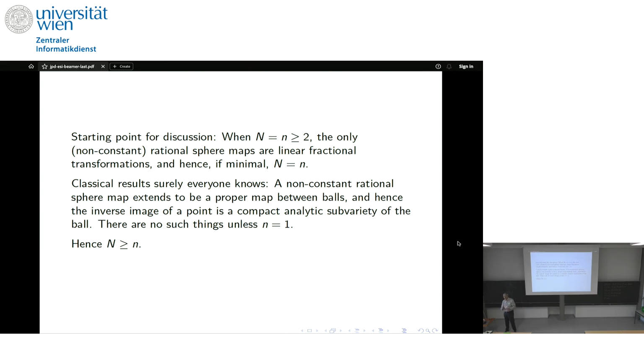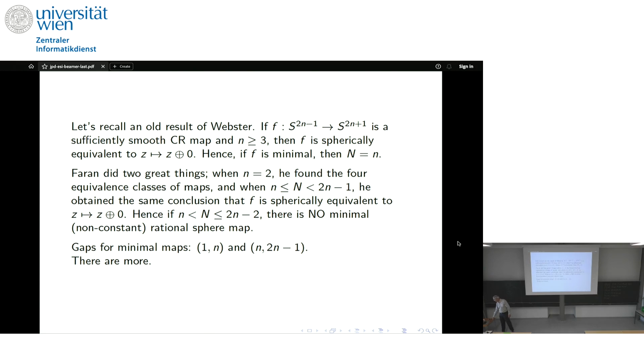between balls. And hence, the inverse image of a point is both compact and a complex variety. So there aren't any positive dimensional subvarieties of the ball. So therefore, the only possible thing is that the target dimension is greater than or equal to the source dimension. Now, let's get to the next point.